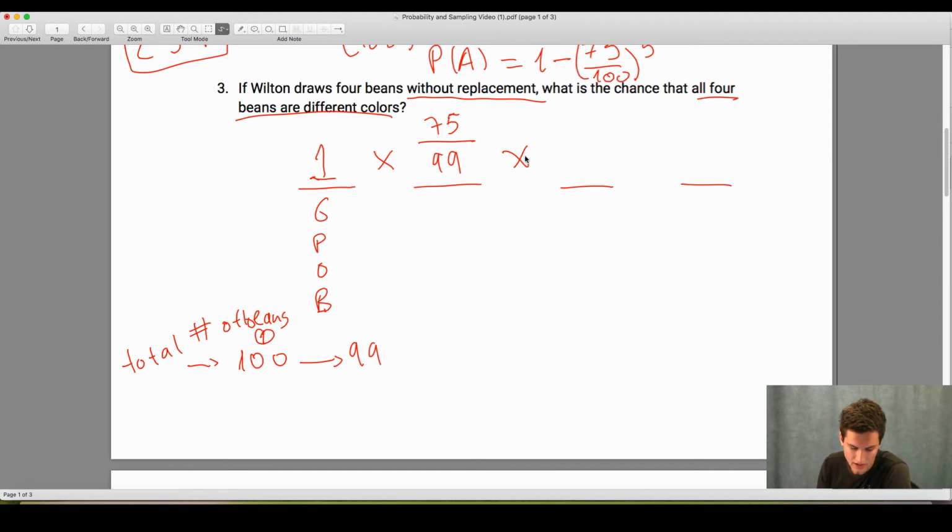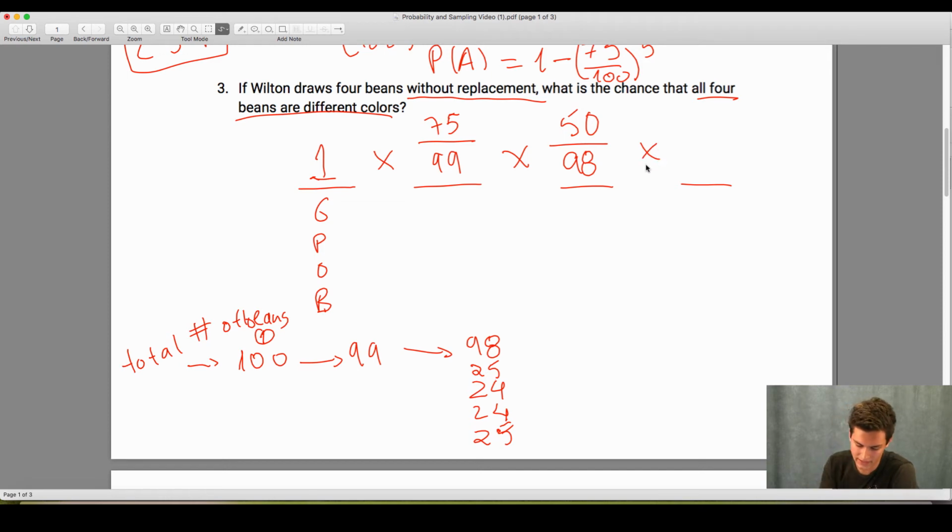Now, in the third case, notice that the total number of beans is going to be 98, but at the same time, I'm going to have 24 for each one of the 2 colors that I've seen so far, and I'm going to have 25 beans from each color that I haven't drawn. So now for my third trial, I need to sample some color that I haven't seen before, so my total number of options is going to be 50, divided by the total number of beans remaining in the jar, which is going to be 98.